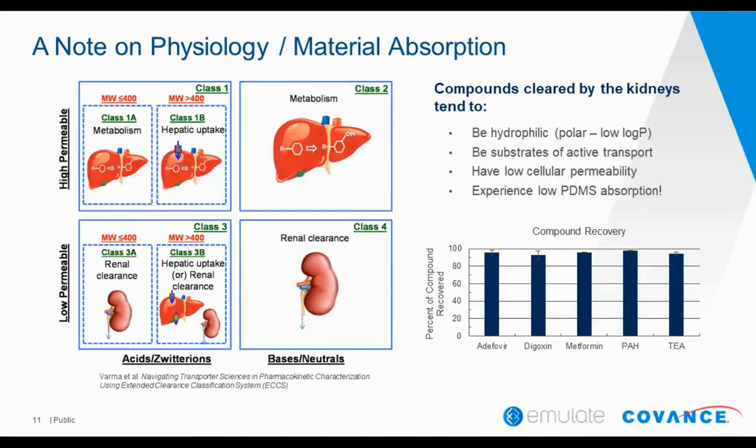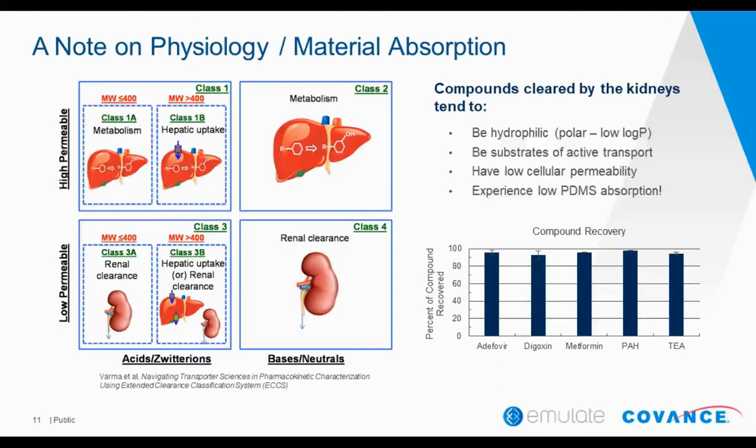For the drug transporter study, we first checked non-specific binding or absorption level of the compounds to the chip material. As you can see, the key points that we summarize on the top right, compounds that are substrates of active transport in the kidney tend to be hydrophilic, which generally corresponds to minimum compound loss due to silicon-based material absorption. And this is shown in the reference on the left regarding the extended clearance classification system.